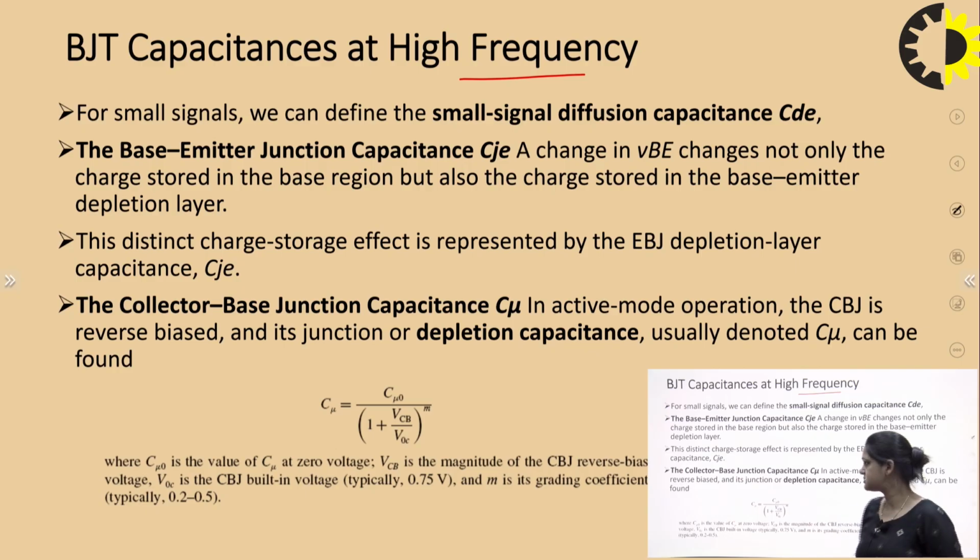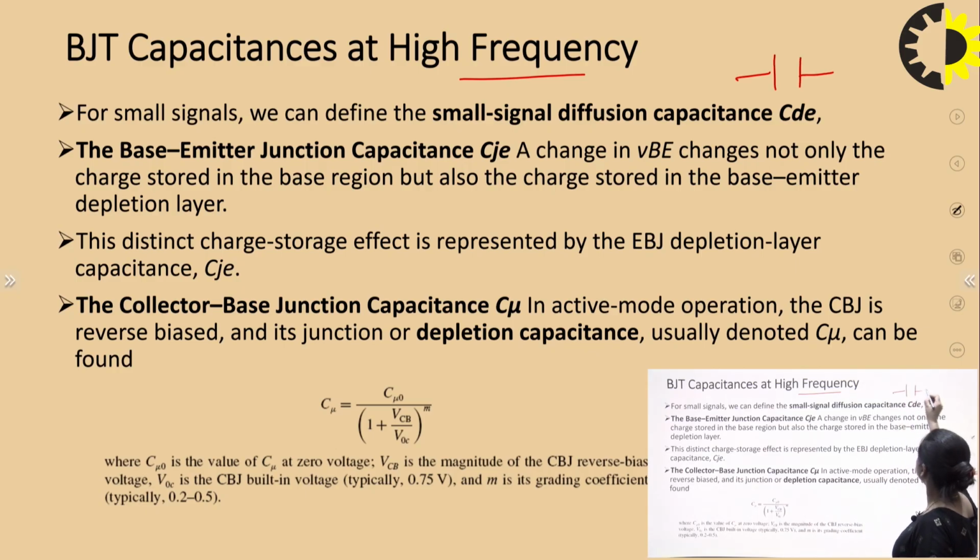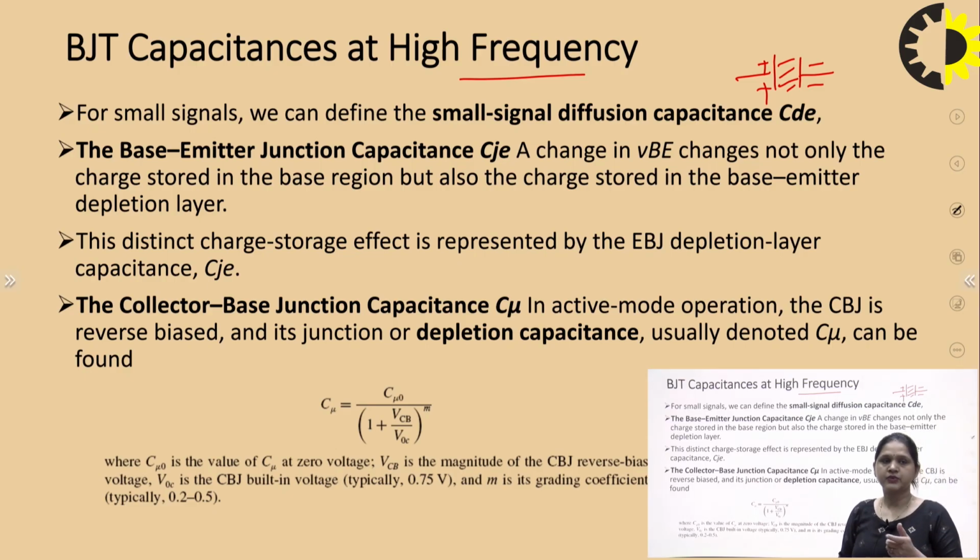Because of this, charge is stored with a positive side and a negative side. So one capacitance will form at the base emitter junction, and this is known as the base emitter junction capacitance. Similarly, another junction capacitance, because of the depletion layer, will form at the collector base junction, and this is represented by C mu. This capacitance is also known as the depletion capacitance. So because of the base emitter junction there is one capacitance, and because of the collector base junction there is another capacitance.